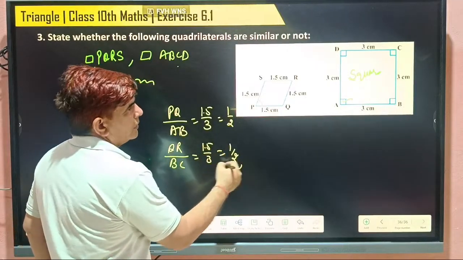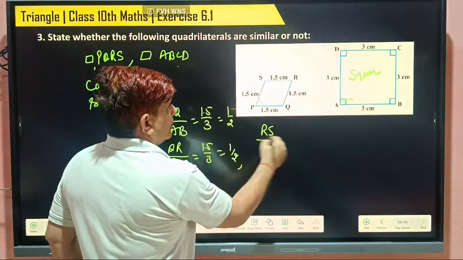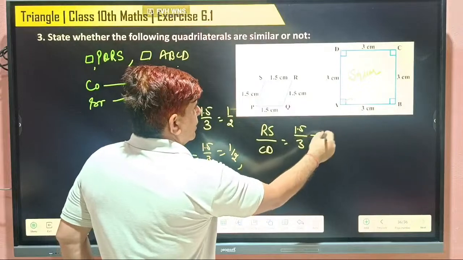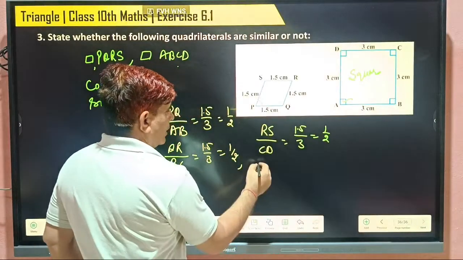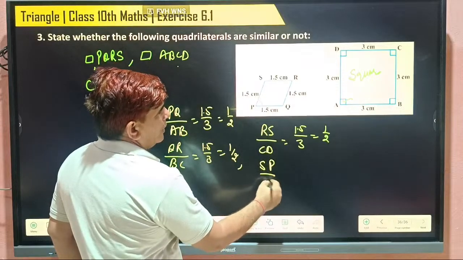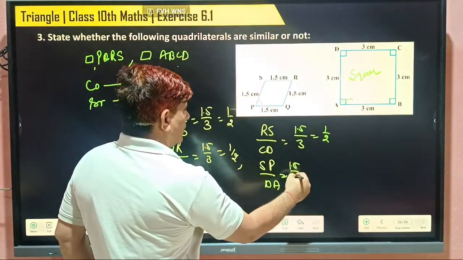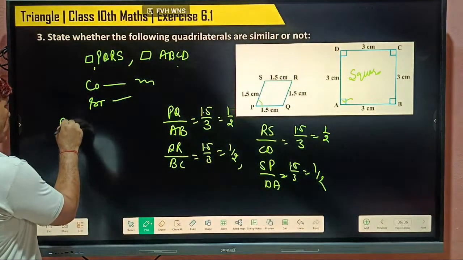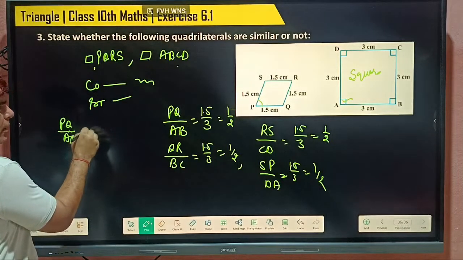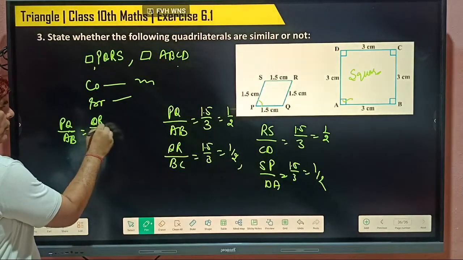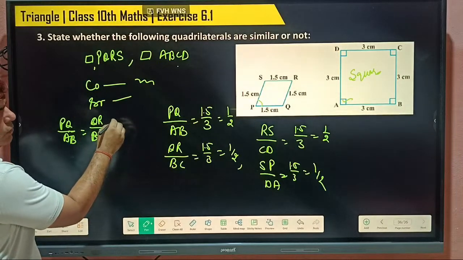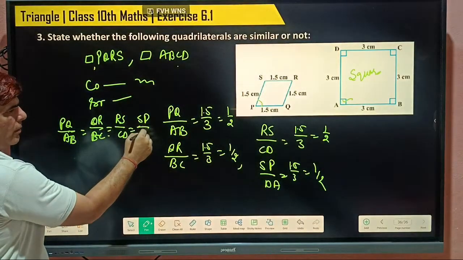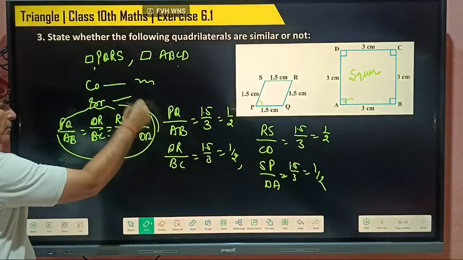Again 1 by 2. And if we take RS by CD, again 1.5 by 3, again 1 by 2. And SP by DA is also 1.5 by 3, 1 by 2. So what can we say? PQ by AB equals QR by BC equals RS by CD equals SP by DA. So are the sides in the same ratio or not?